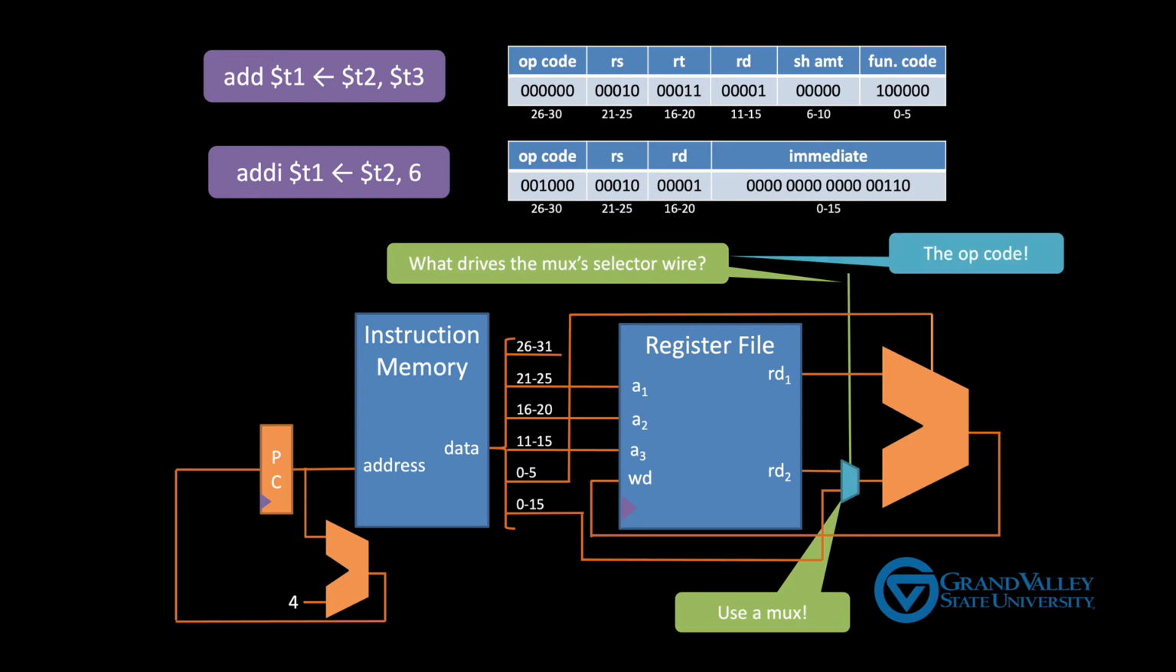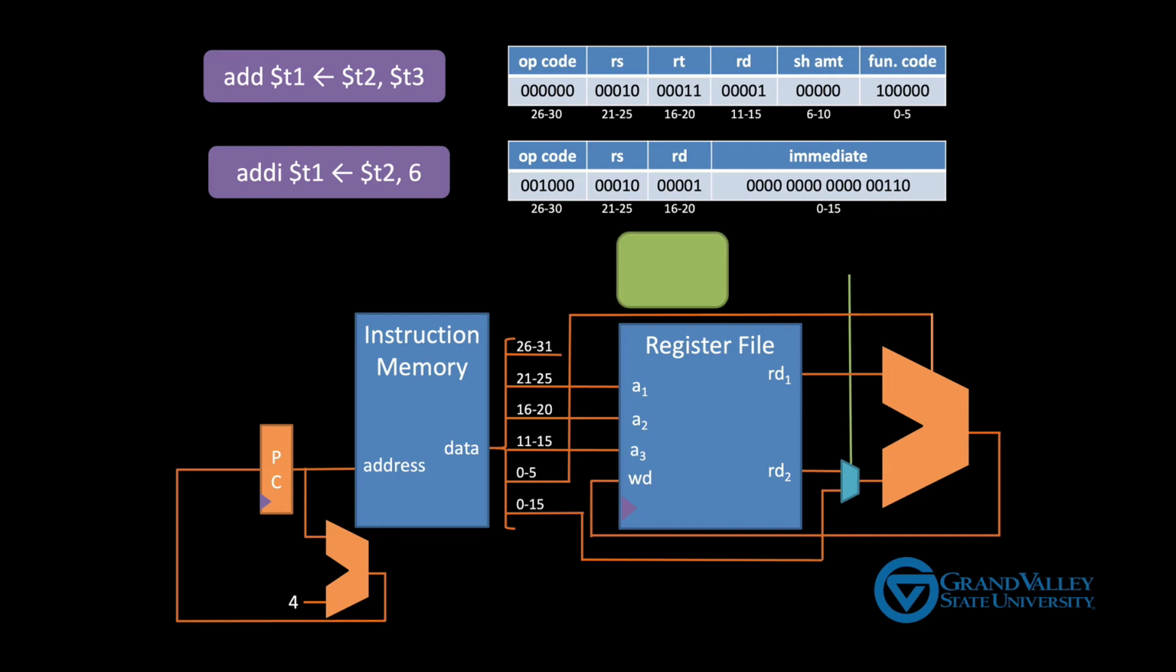Well, the opcode. In general, the purpose of the opcode is to tell us what operation the machine should be performing. In this case, the opcode is what tells us whether we should be doing an R-type add or an I-type add-I. It's helpful to abstract this decision by adding a circuit that takes the opcode as input and chooses the correct value for the MUX's selector wire.